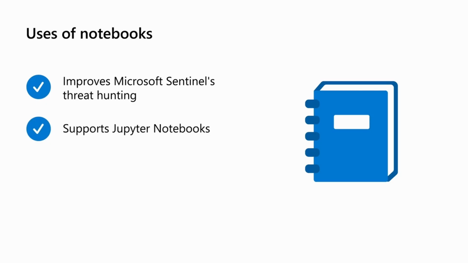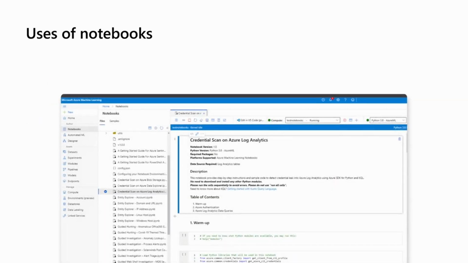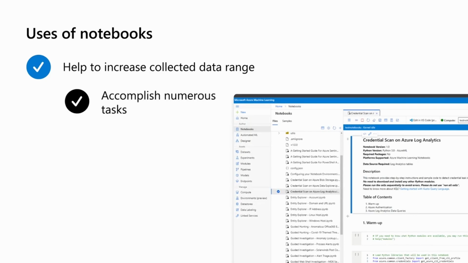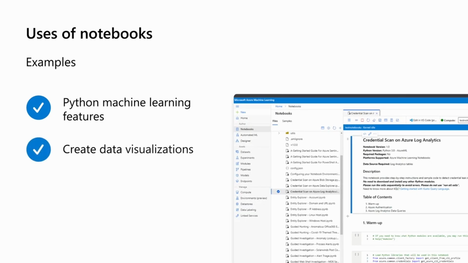Microsoft Sentinel supports Jupyter Notebooks for machine learning, which have complete data visualization and analysis libraries. You can use notebooks to increase the collected data range, which helps to accomplish numerous tasks. For example, use Python machine learning features to conduct analytics that Microsoft Sentinel does not provide. Create data visualizations not already included in Microsoft Sentinel, like bespoke timelines and process trees. Integrate data from sources outside Microsoft Sentinel, like an on-premises dataset.